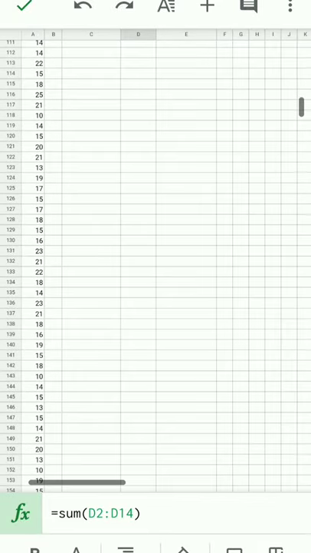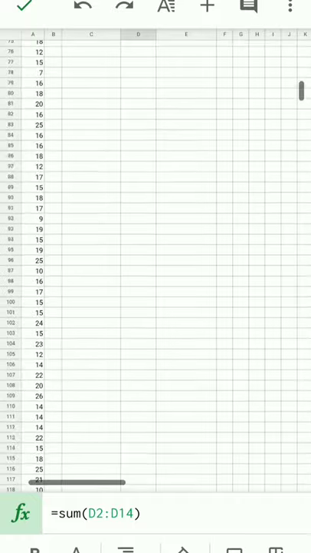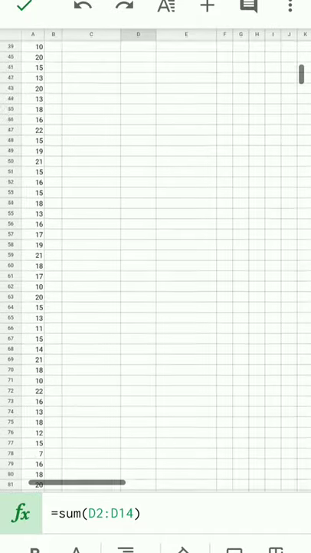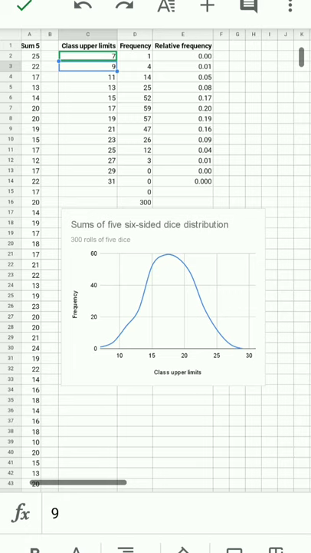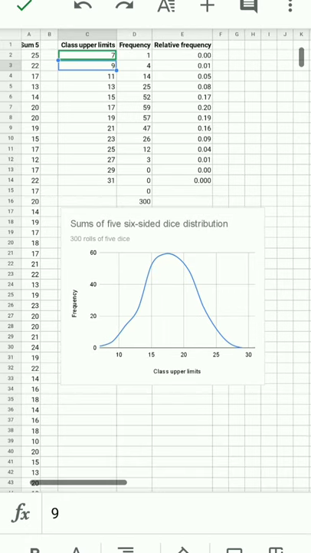Fairly often in the teens and 20s. 30 would be the largest possible number, very rare. 5 would be the smallest. And here in column C, we can see the class upper limits. In column D, the frequencies, which are plotted in the graph below.